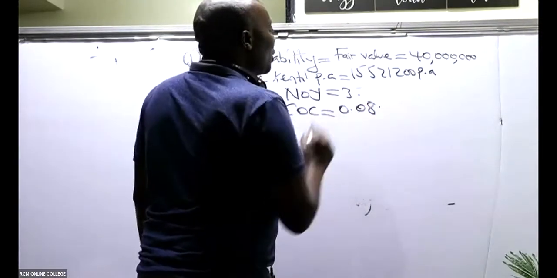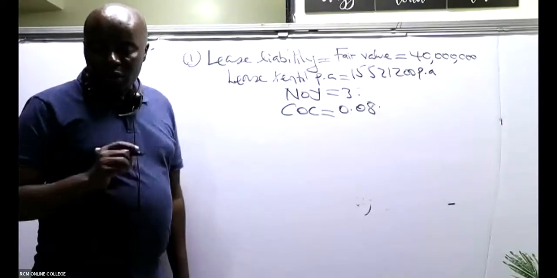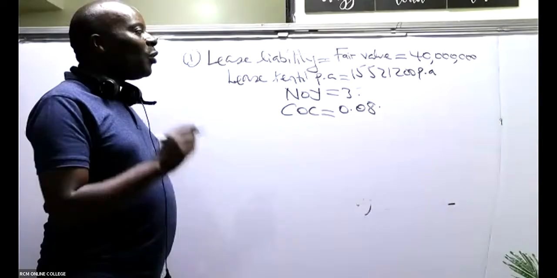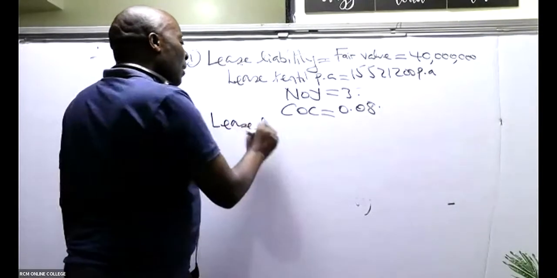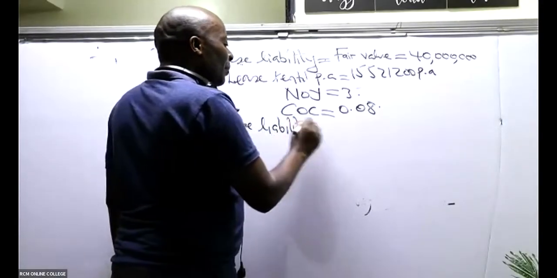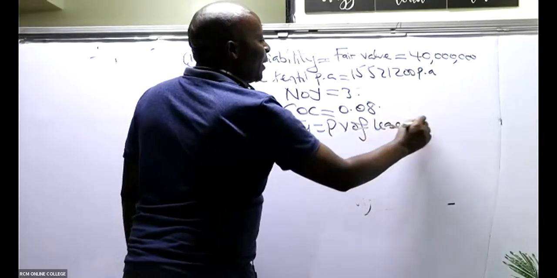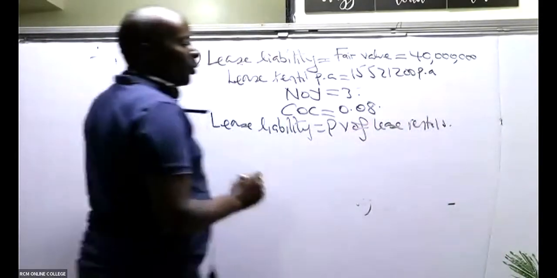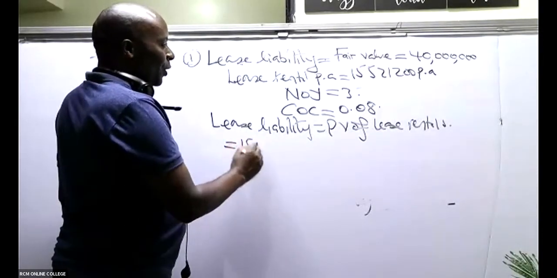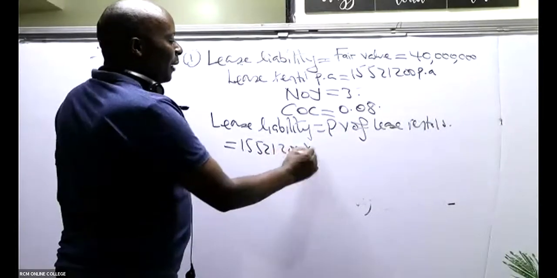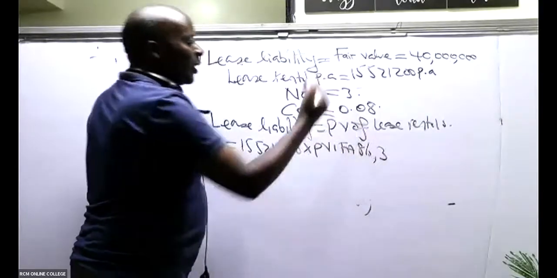So I would want us in this case to assume that the fair value was not given. If the fair value was not given, then I would have gotten this lease liability by taking the present value of lease rentals. So in that case, this one year would have been 15,521,200 times PV for 8%. How many years? 3 years.